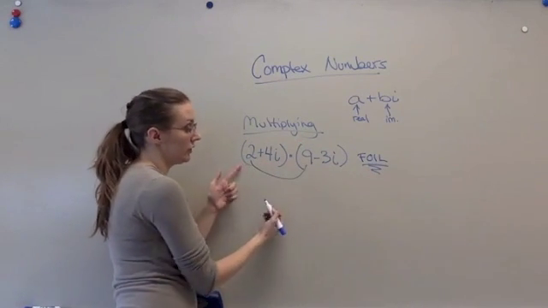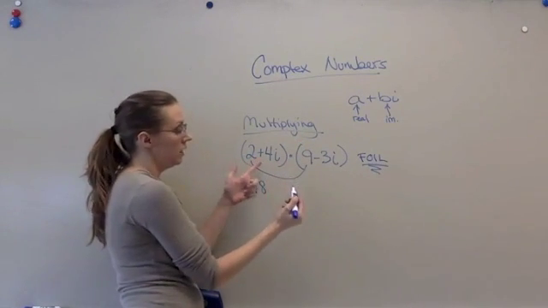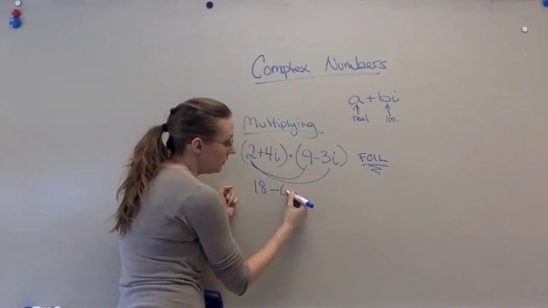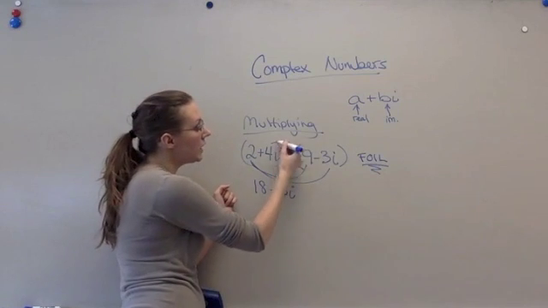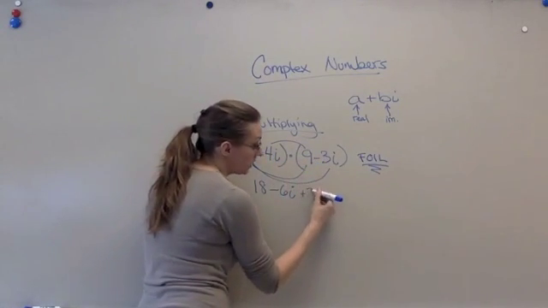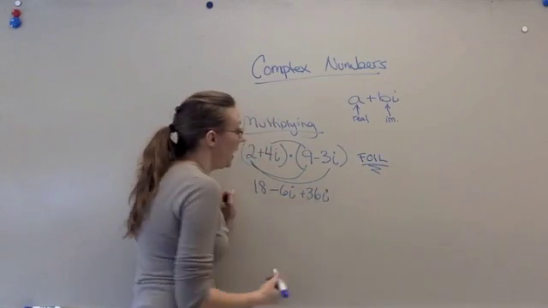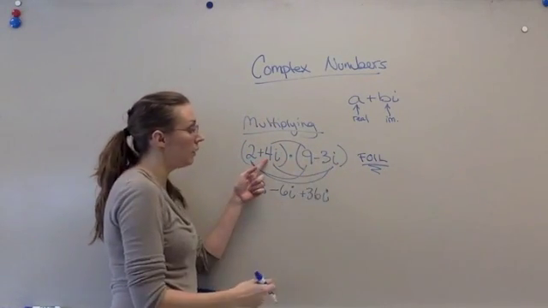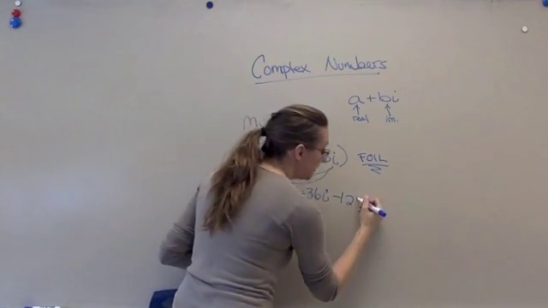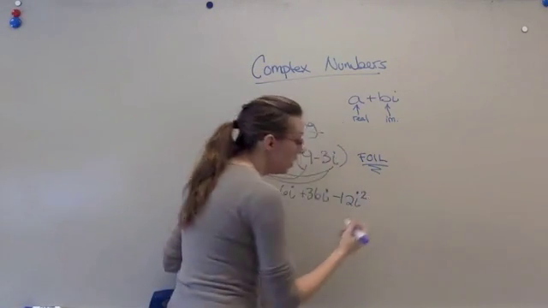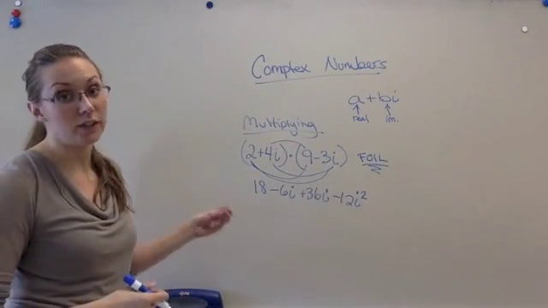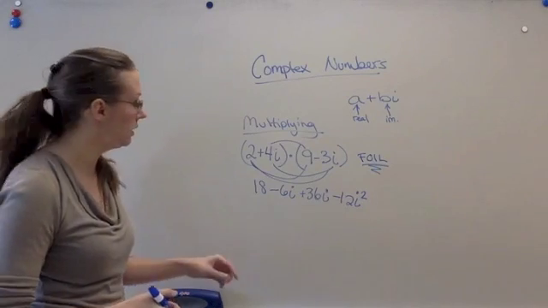We have our first, 18. Our outside, which is 2 times negative 3i, negative 6i. Our inside, 9 times 4i, which gives us a positive 36i. And then our last, positive times a negative is negative 12. And then i times i is i squared. Okay? We're not dealing with x's here, we are dealing with i's.